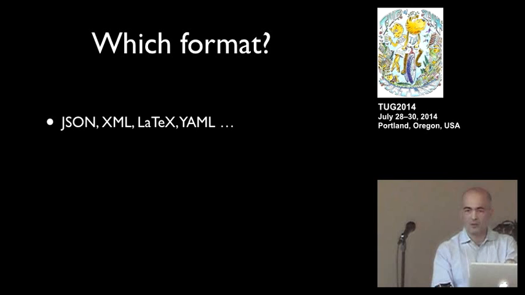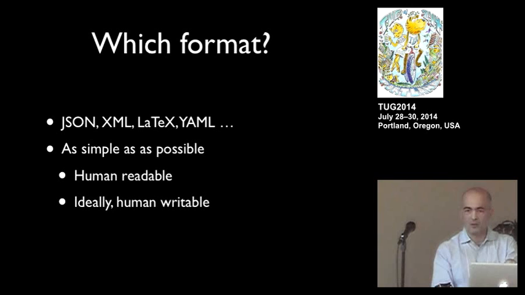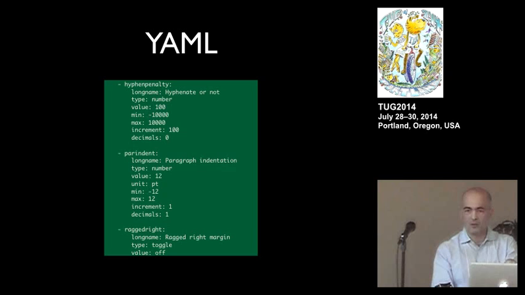So, what's the best format for having this information? I looked at JSON, XML, it could be even LaTeX itself, a LaTeX file, or TeX file, or YAML that was mentioned yesterday. I really want this to be as simple as possible. I prefer not to have an XML or JSON file because that puts people off. I want it to be human readable and even human writable. Okay? So YAML, for example, is pretty straightforward. This is a sort of data file where we say, right, for TeX itself, the name is hyphen penalty. There's a long name, which is a description, if you like. There is the type, it's number, the default value is that, increment that, minimum, maximum value, right?